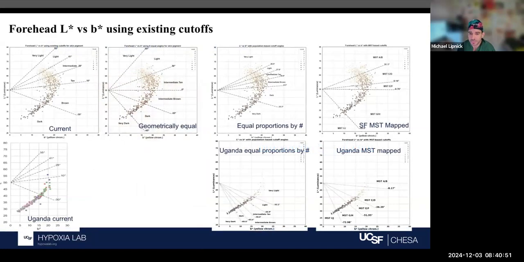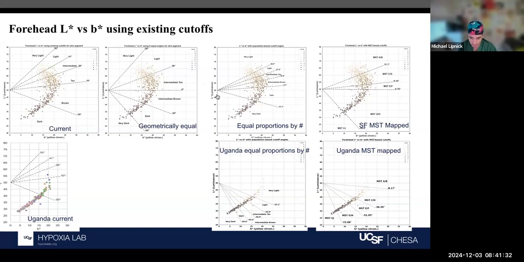So here what you're looking at are data from the San Francisco cohort in the top row, data from the Uganda cohort in the bottom row. And we use different cutoffs to describe it. The current cutoffs are the first column, which are derived from Chardon and Dr. Delbino, which really well characterize the lightly pigmented proportion of our population. Incidentally, very light is an extremely rare category. Even in a predominantly lightly pigmented population, we had very few. But well characterized the light pigmented population, but not the rest of the population.